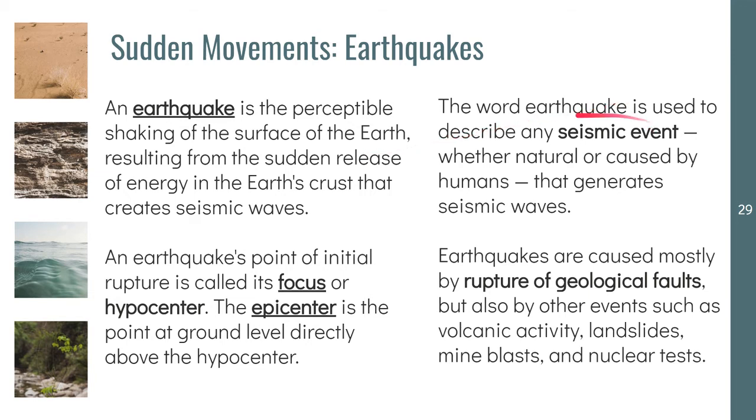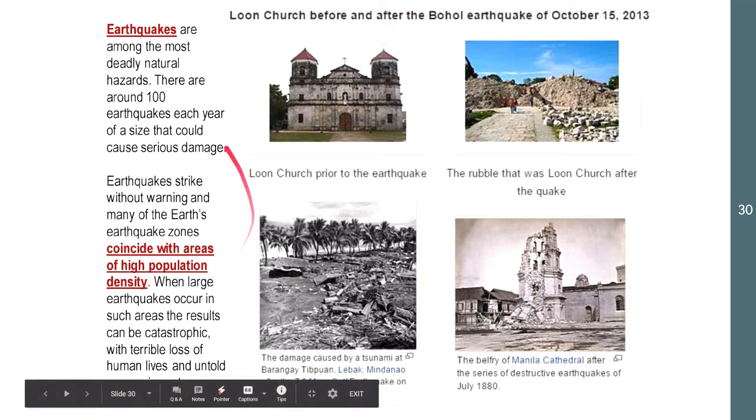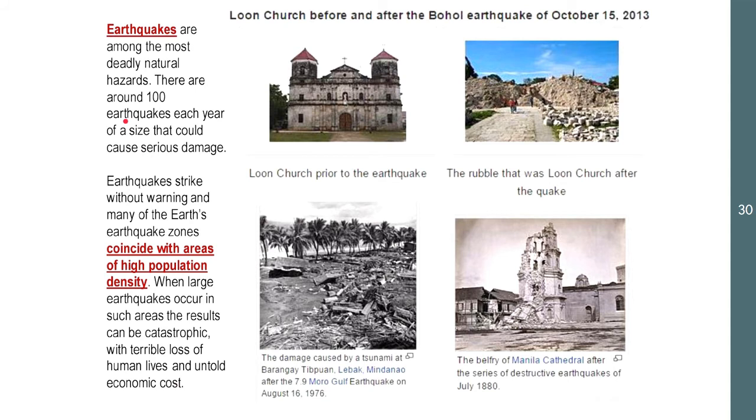So an earthquake is a seismic event that generates seismic waves, and this is mostly caused by the rupture of geologic faults or the release of energy from the tension from geologic faults. Earthquakes are among the most deadly natural hazards. There are around 100 earthquakes each year, and similar to volcanic eruptions, they are considered deadly and catastrophic if they happen to occur at densely populated areas.